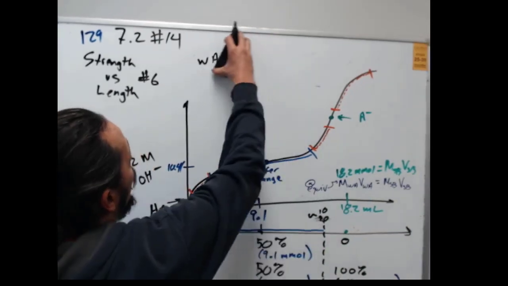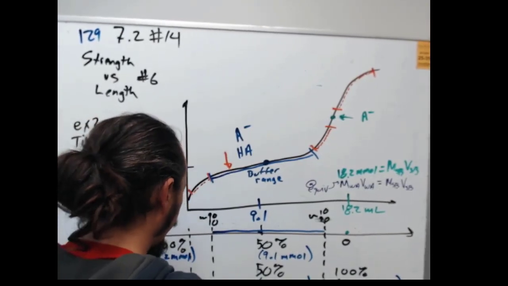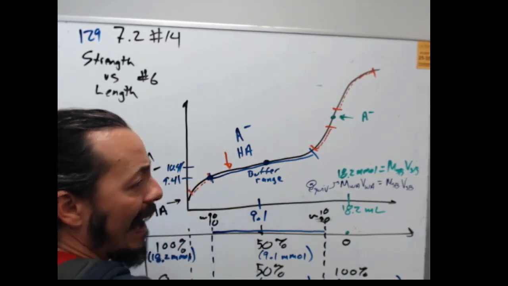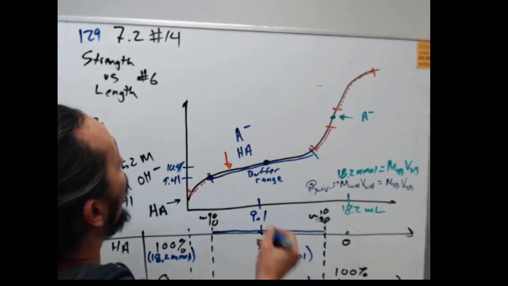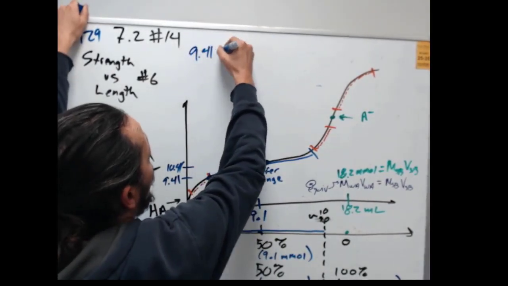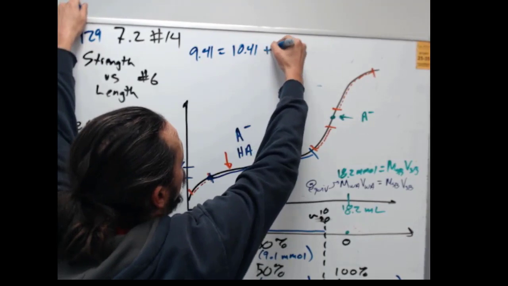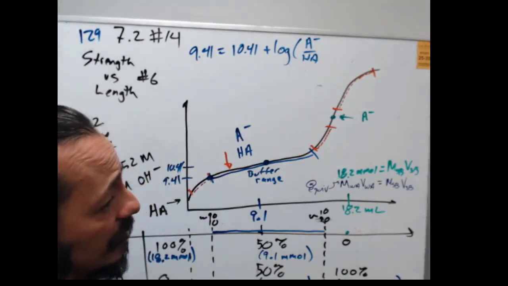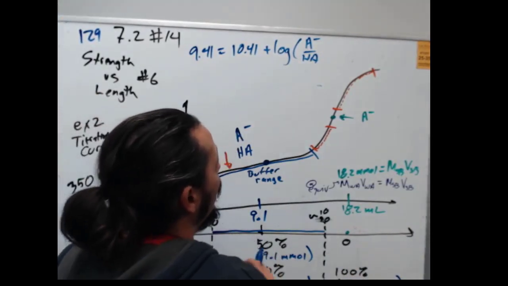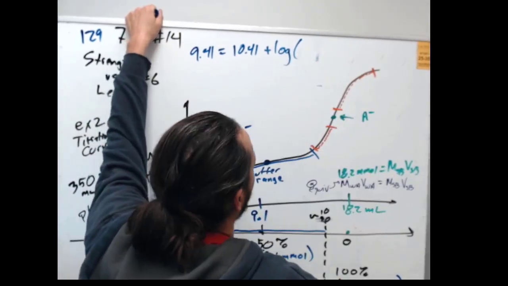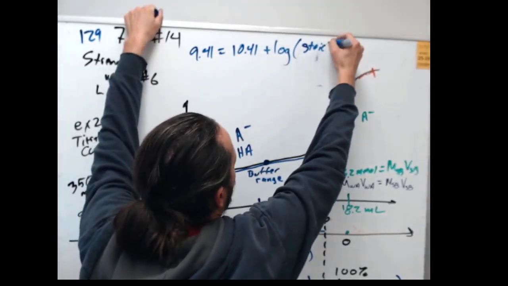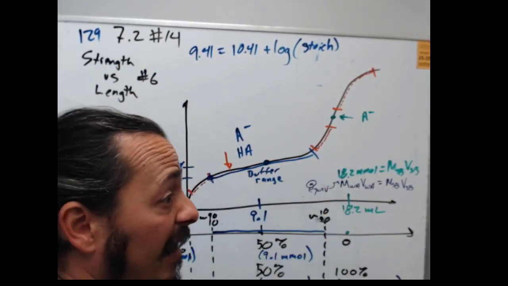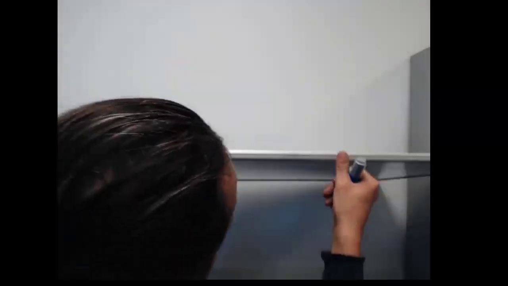But if we do our calculation with the Henderson-Hasselbalch equation, we know that the beginning of the buffer range is going to be at 9.41. So I say 9.41 is equal to 10.41 plus log of A minus over HA. And then I'm going to do some stoichiometry here. So this is going to be the ratio, this is going to be my stoich. I'm going to flip the board because I ran out of space and do some stoichiometry on the other side, and then we'll come back to it. My stoichiometry that I have to do.